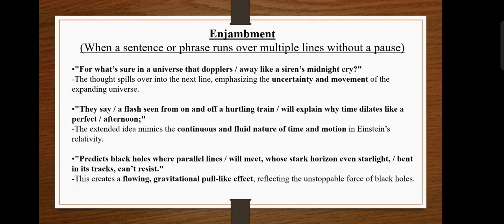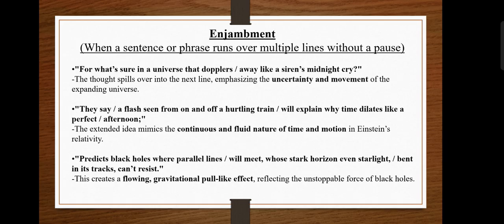Okay. "For what sure in a universe that Doppler's away like a siren's midnight cry." So we can see that "for what sure in a universe that Doppler's" is one line, and "away like a siren's midnight cry" is another line. But the split between these two lines has vanished. And it is emphasizing the uncertainty and movement of the expanding universe.